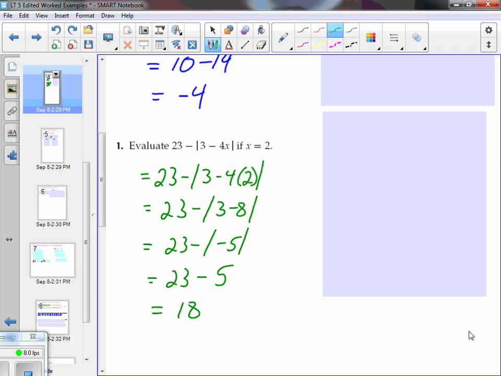Correct. So far, so good? All right, let's keep going.